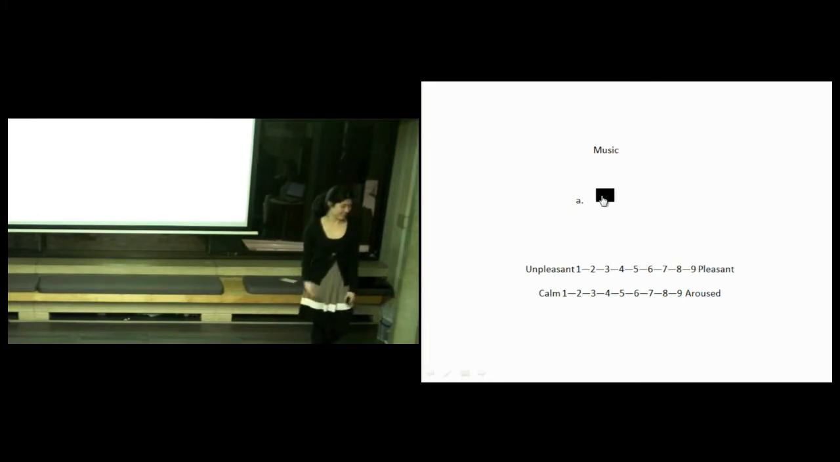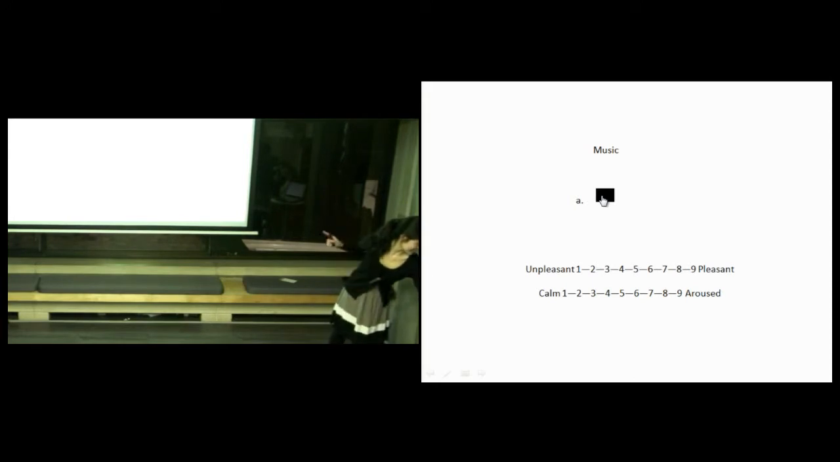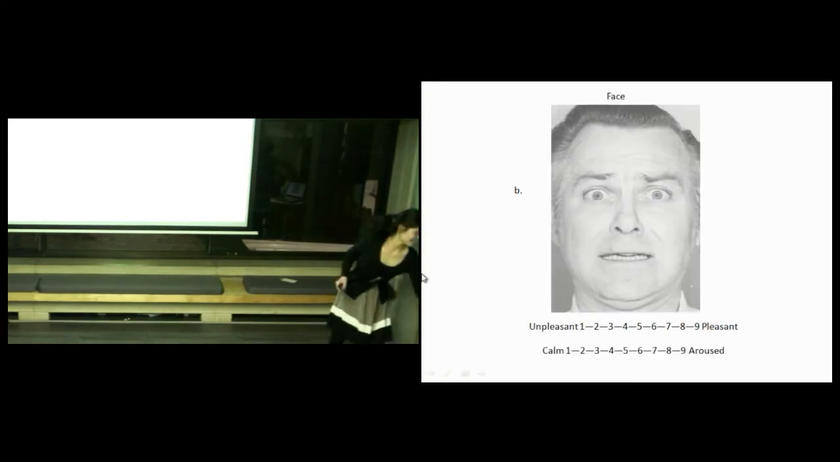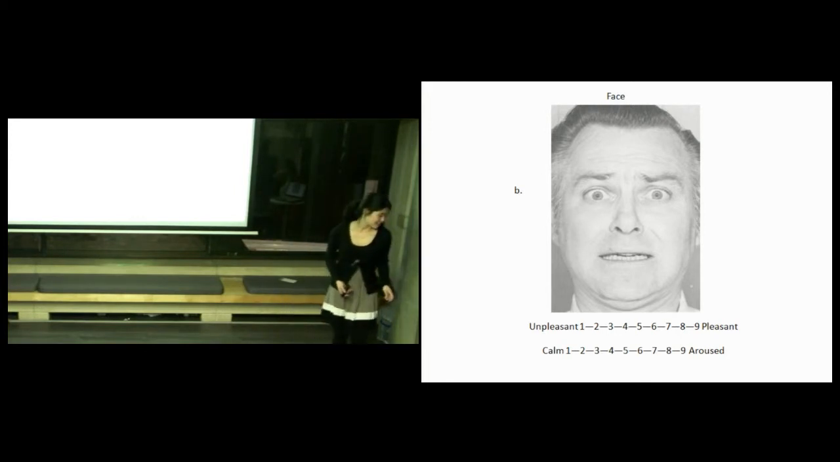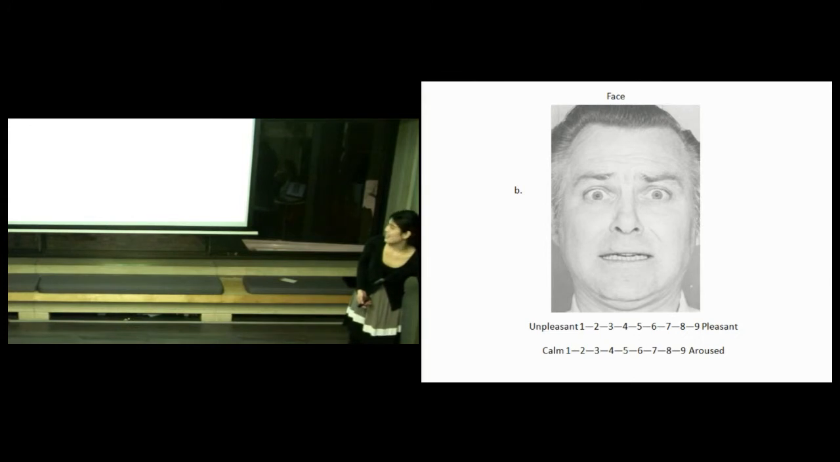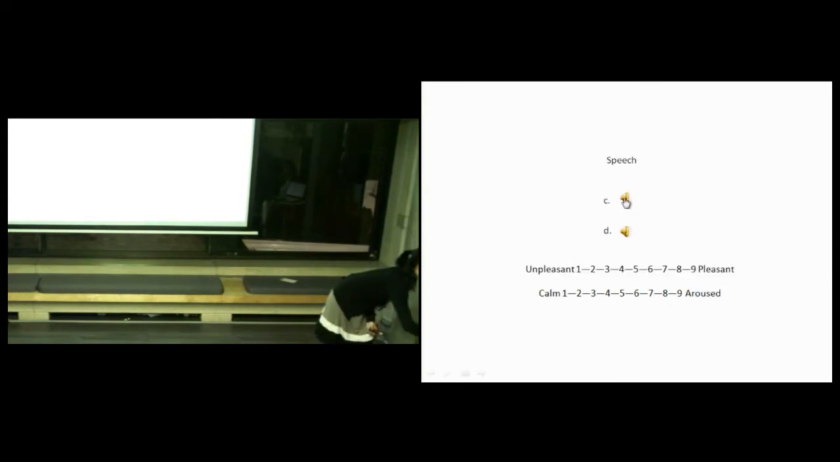Okay, so you make your 2 ratings on pleasantness and arousal. And then the next one is the next condition. So that was A, and the next one's going to be B, so face. And the next one's going to be speech clips.